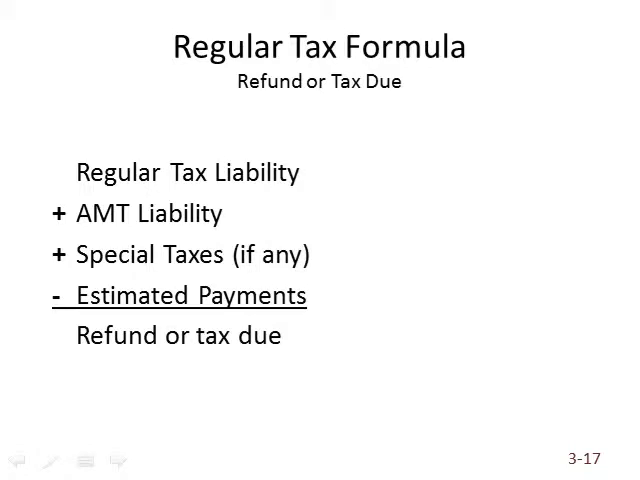And then once we've gotten to our regular tax liability, we have to add any alternative minimum tax liability, and we'll talk about what that means. There may be certain special taxes that we have to take into account that we add, and then we also, as a corporation, would have made estimated tax payments throughout the year, which we deduct from the regular tax liability plus the alternative minimum tax and any other special taxes, so that once we've done all of that, we get a refund or tax due, and that's what we either write the check to the IRS for, or we expect a check back from the IRS for.